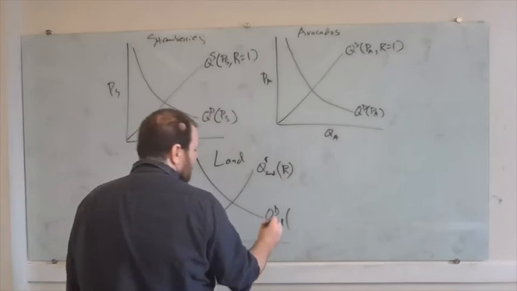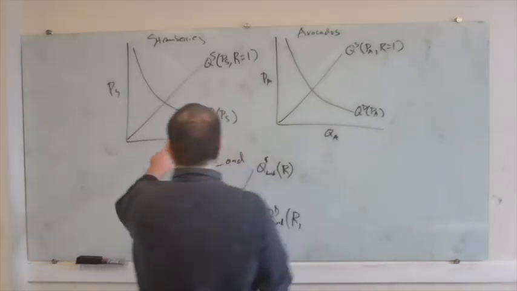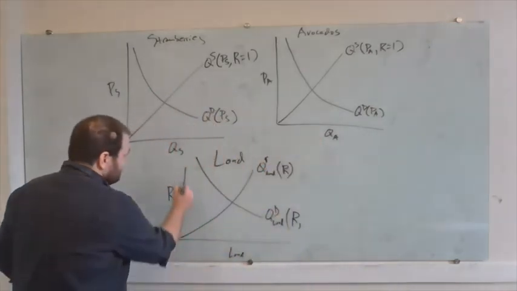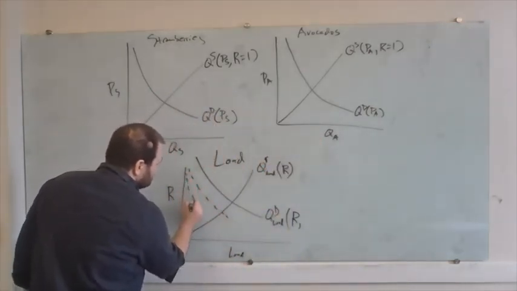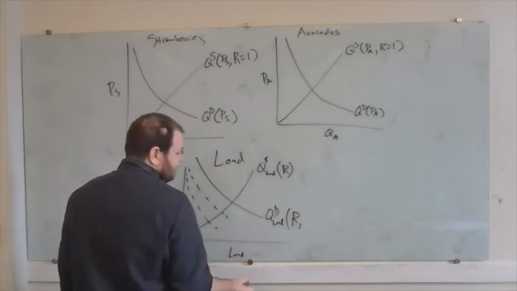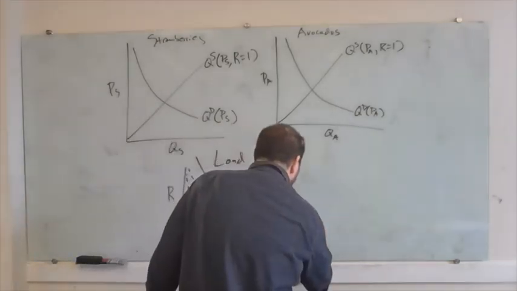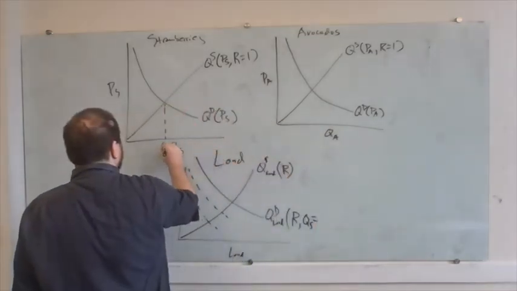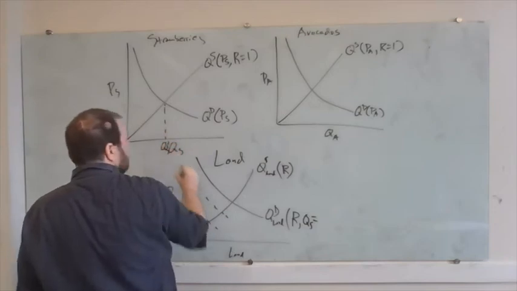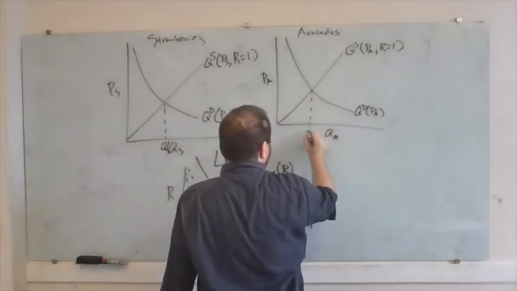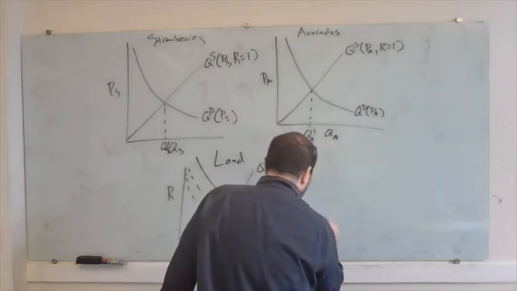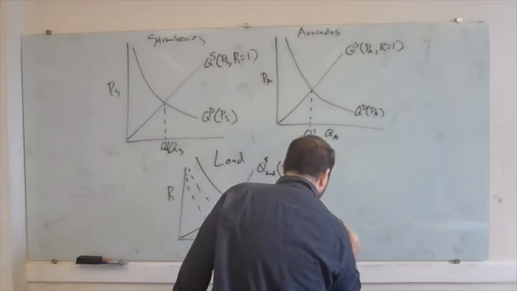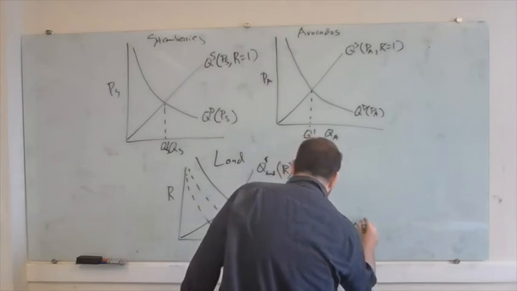That's going to be a function of the rental rate, but also the number of strawberries and the number of avocados that I'm consuming. Because this demand for land is coming from demand from the strawberry industry and demand from the avocado industry. So this is going to depend on the quantity of strawberries equaling QS1, and the number of avocados equaling QA1. Cool.